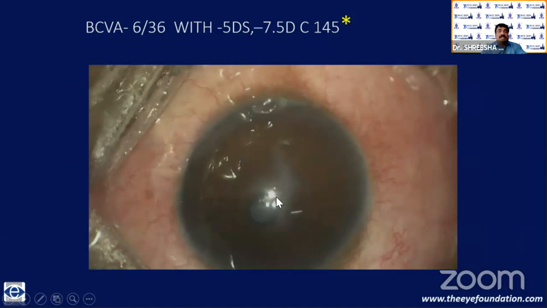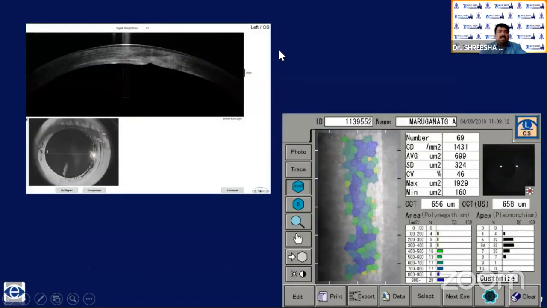And this is another case, the case of healed hydrops. The patient is improving to 6/36 with the best correction. And this is the anterior segment OCT picture. You can see a dense scar here, the healed hydrops here. And this is a specular microscopic picture, which may not be very reliable because the central area is densely scarred, and the count is 1400. But still we can go ahead with the DALK in these cases.